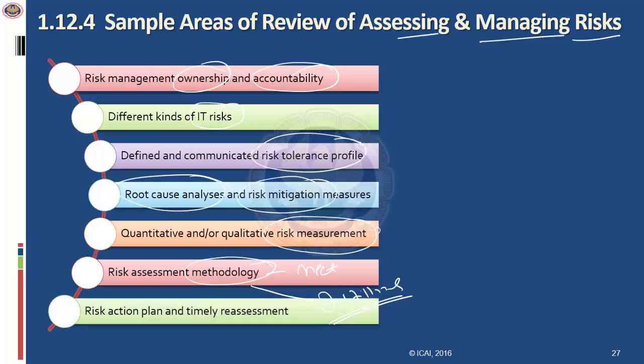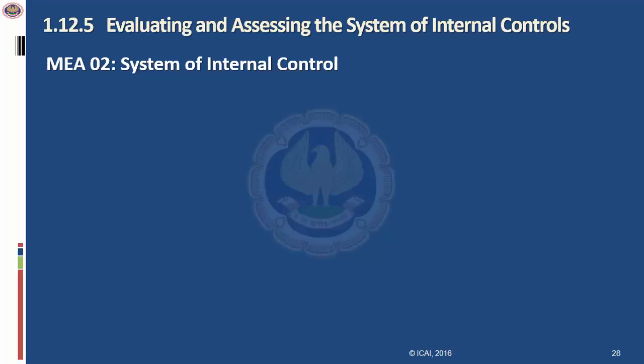You also need to look at fundamentally what the risk action plan is, which means when they identify a risk or when the risk happens, what action plan they take to mitigate the risk, and how they do a timely or periodic risk assessment. These could be the different areas of a review for a risk management review as per the information systems audit using COBIT. Now let's look at one more example pertaining to review and assessing the internal controls.